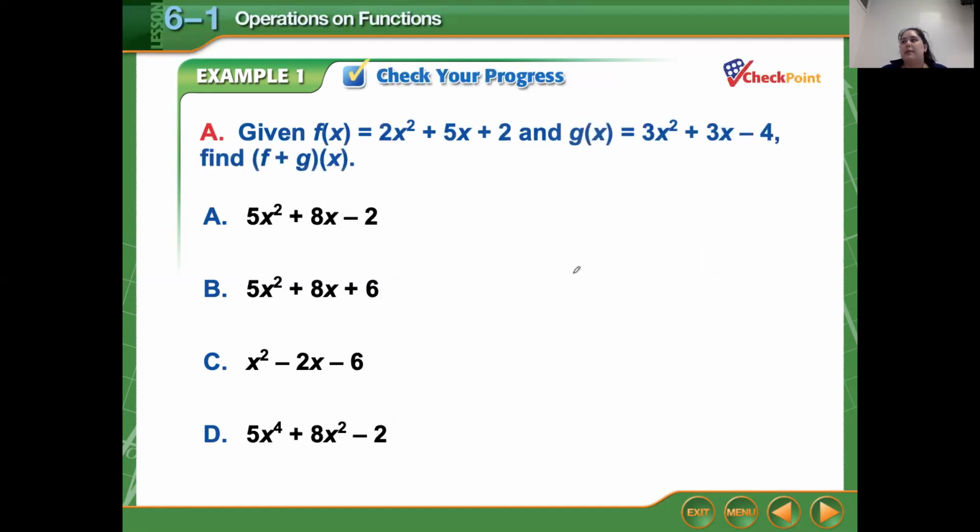All right, go ahead and pause the video to find f plus g of x. All right, by doing f plus g of x, I know I have 2 plus 3 is 5. As a reminder, when we combine like terms, we do not change the exponents. So with that, I know I cross out D. And then 2 minus 4 is negative 2, so my answer is going to be A.